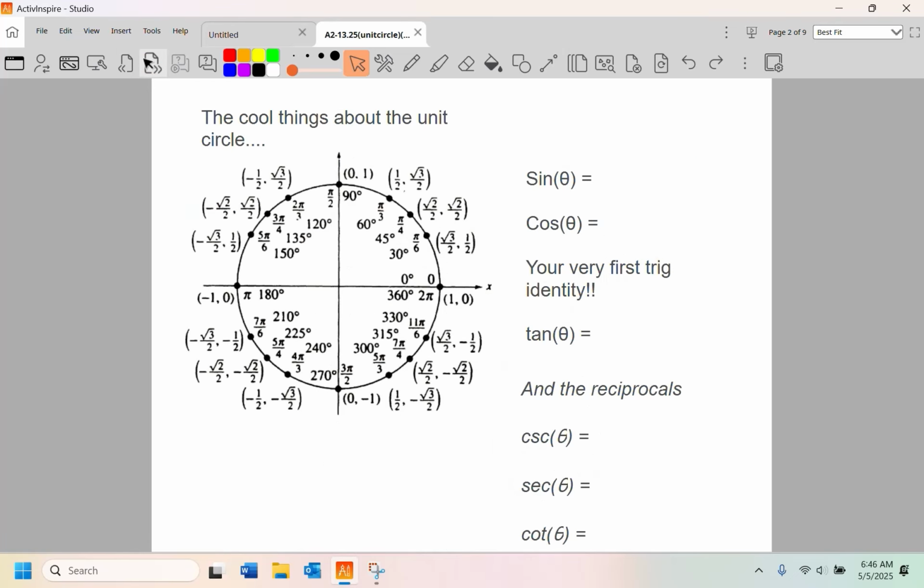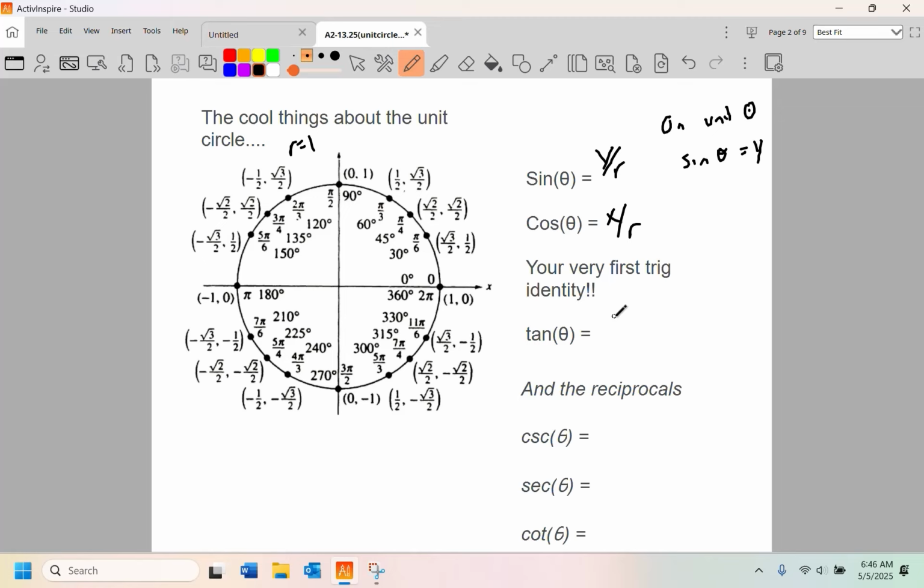So the cool thing about the unit circle is the following. For those of you that have memorized it already, this is when that stuff kicks in: sine is the y-coordinate over the radius of the unit circle. Now on the unit circle, the radius is 1. So on the unit circle, sine of theta is just the y-coordinate. Cosine is x over the radius.